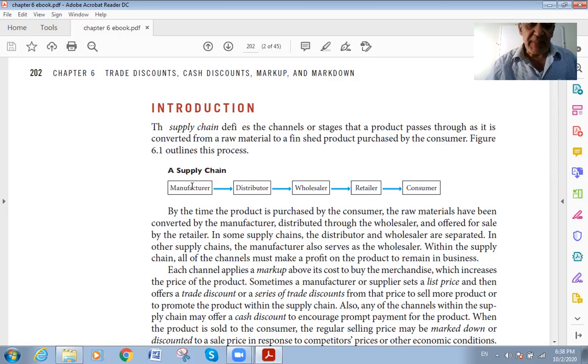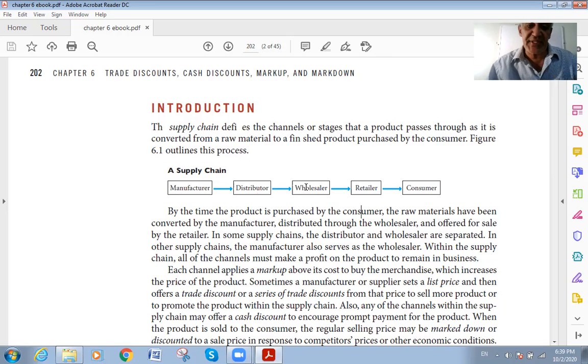But the supply chain starts with the producer. Manufacturer means the producer, the one who produces the product, where the factory is. Then it goes to the distributor, the one who is permitted to take from the factory. It takes in bulk amounts, millions of tons, millions of units. It is called the distributor. From the distributor, it goes to the wholesaler.